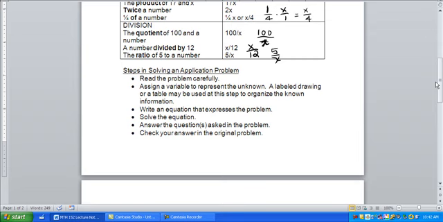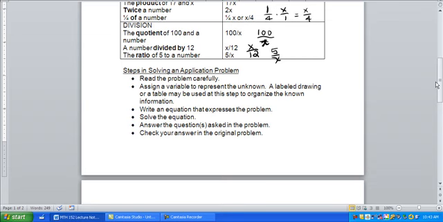Next, you want to translate the problem. This is where you're going to use the phrases up above. You want to write an equation that expresses the problem. Once you get through those 3 steps, that's the hard part. Then you solve the equation as you normally would. You answer the question or questions asked in the problem.